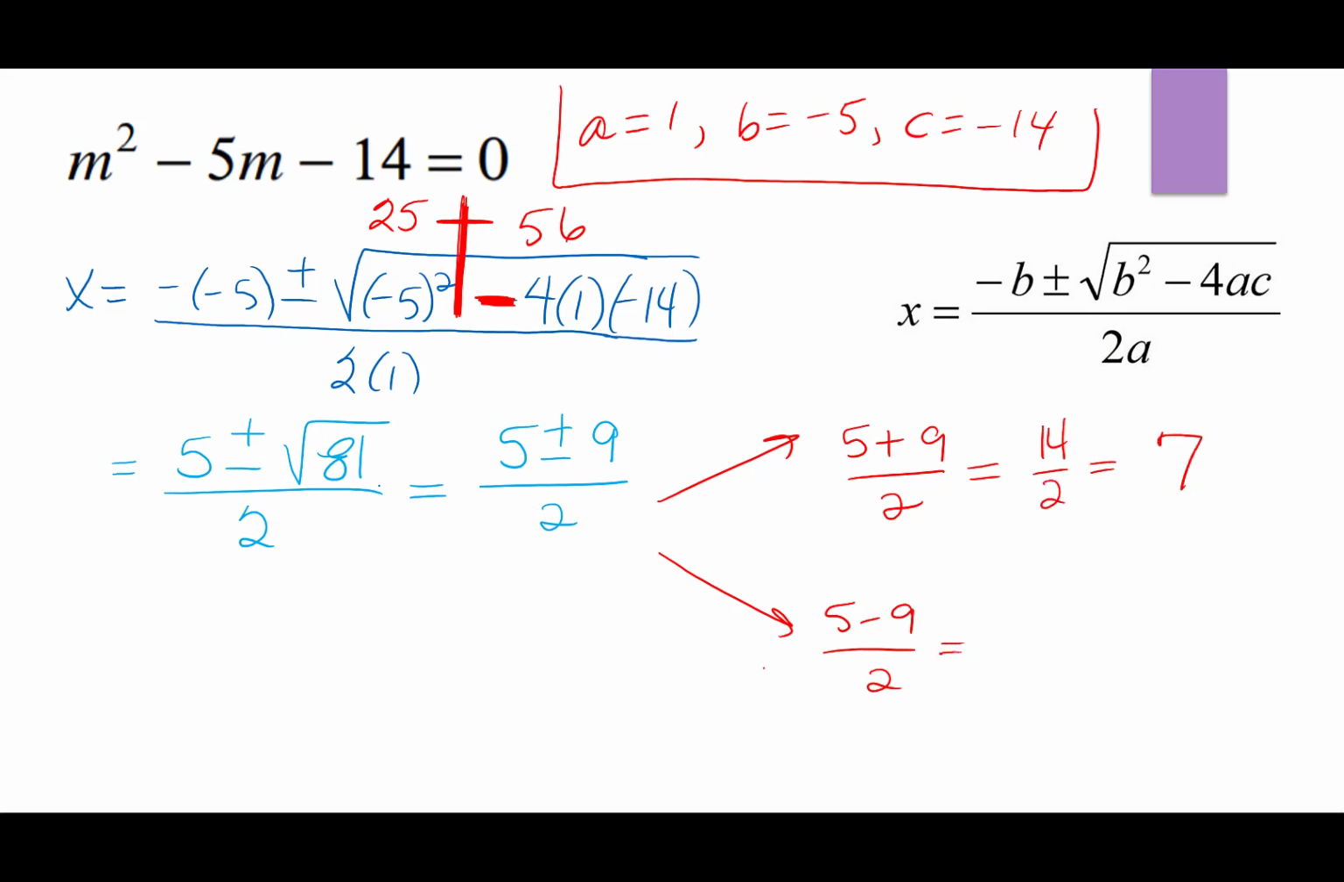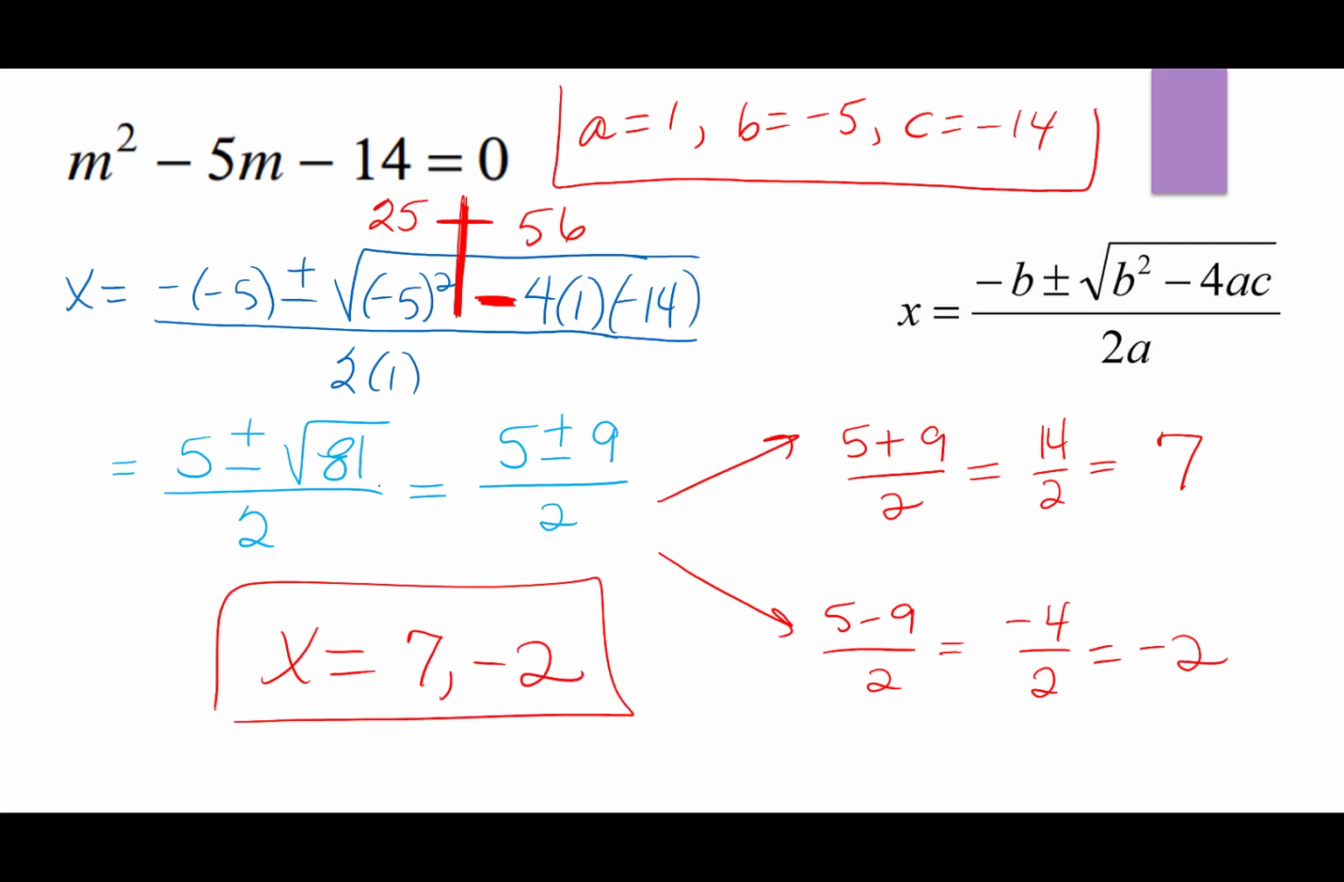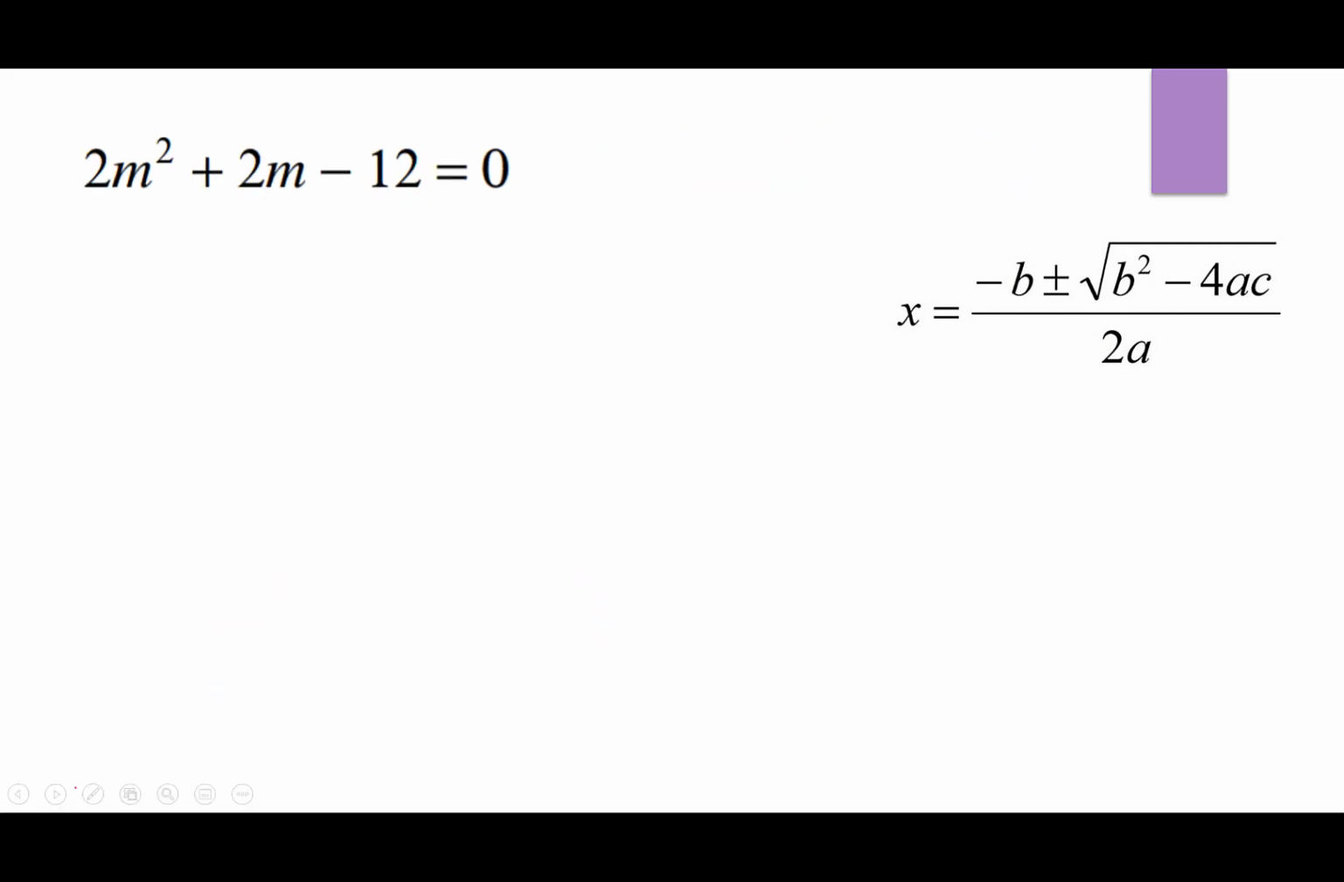The second fraction, if you add across the numerator, this is negative 4 halves, which is negative 2. And when you type your answer into WebAssign, you would just put x equals 7, comma, negative 2 in any order.